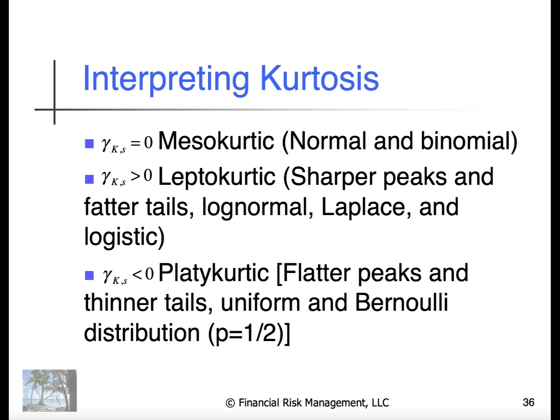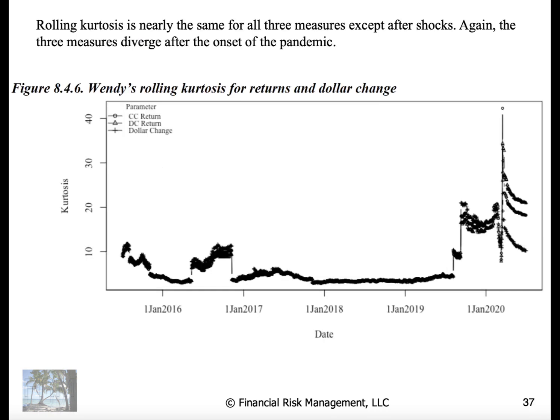Leptokurtic is when you have sharper peaks and fatter tails. The log normal distribution is an example. Most empirical finance data is leptokurtic, and the alternative is platykurtic, which is flatter peaks, thinner tails. Uniform distribution is an example.